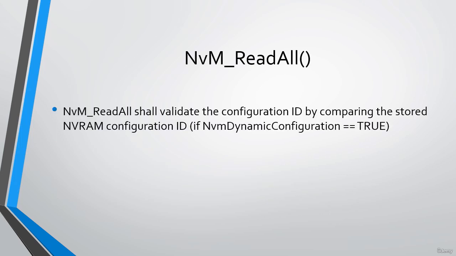Now, NVM read all shall validate the configuration ID by comparing it with the stored configuration ID. If you remember, when we described the dynamic configuration, we mentioned that at the starting time we will be checking whether the dynamic configuration value is true or false. If it is false, we will not use the comparison mechanism. But if it is true, then we have to do the validation procedure. This is done at the time of NVM read all.